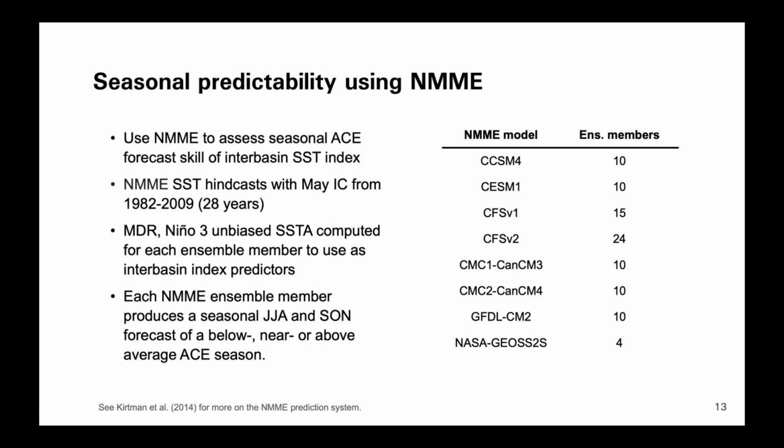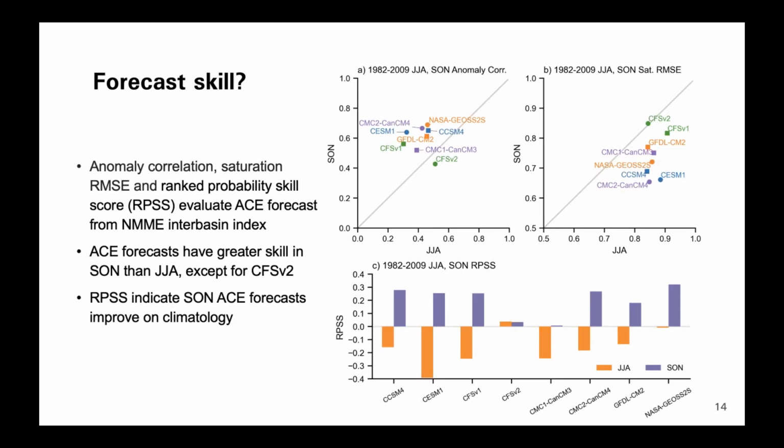So each ensemble member's standardized MDR and Nino 3 SST anomalies are going to be used as predictors for the JJA and SON interbasin indices, and that will produce a forecast of a seasonal value of ACE for every ensemble member. These forecasted ACE values will then be divided into terciles to categorize the likelihood of an above, near, or below average ACE season. We do this and then use both deterministic and probabilistic metrics to evaluate the forecast skill of the NMME interbasin indices during the early and late seasons.